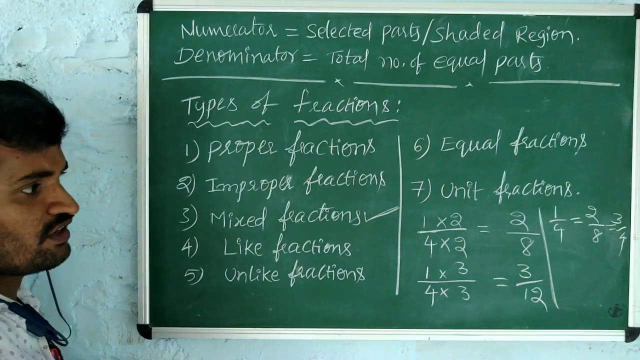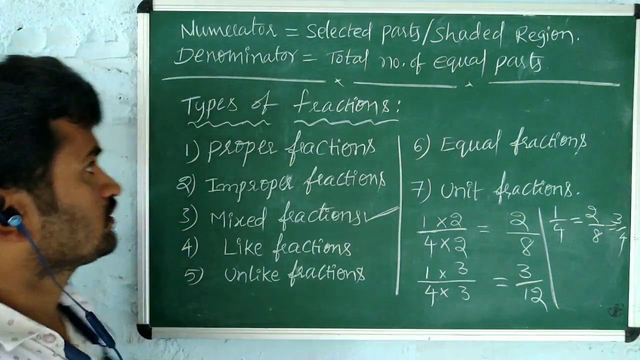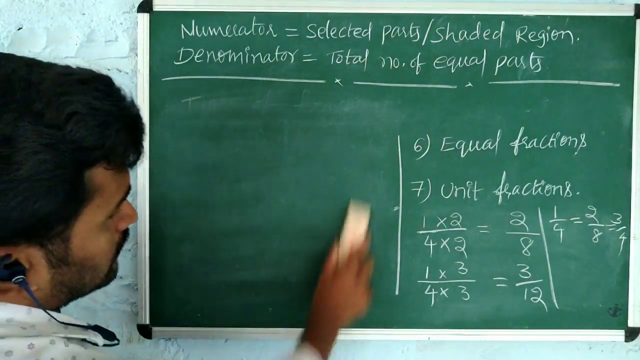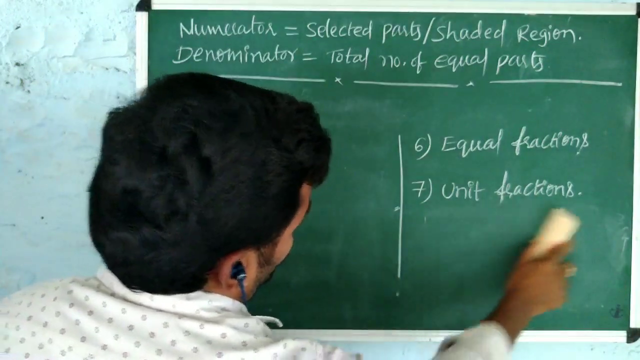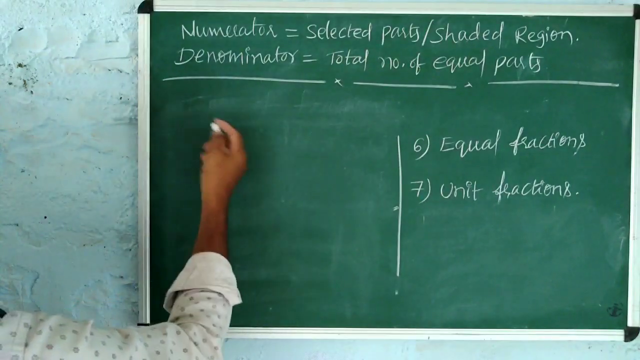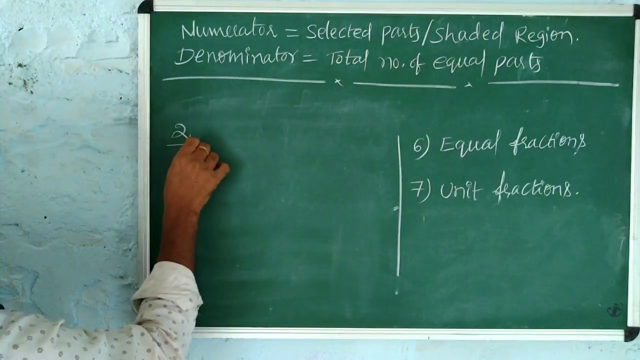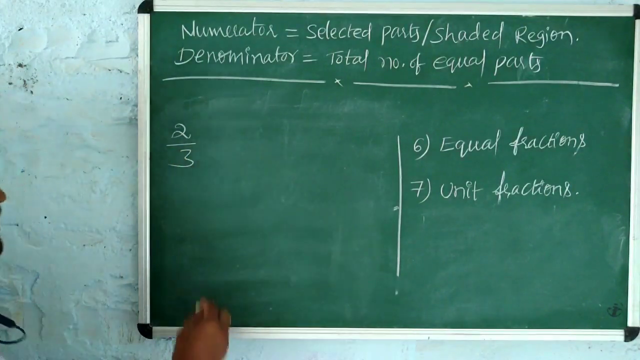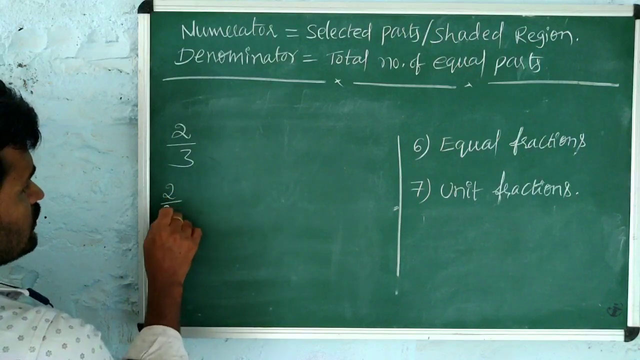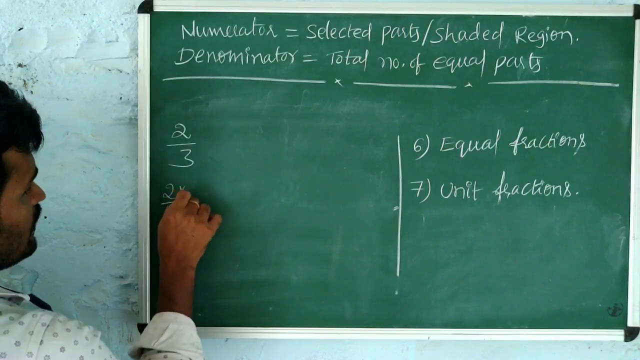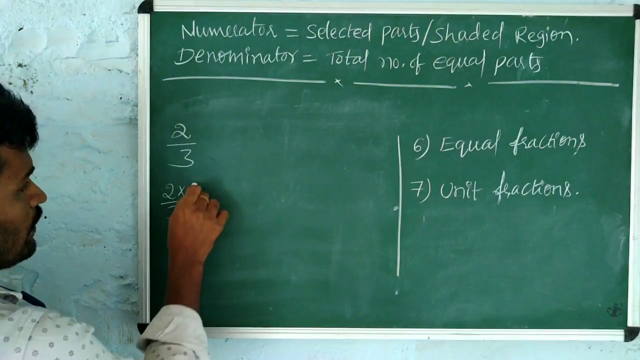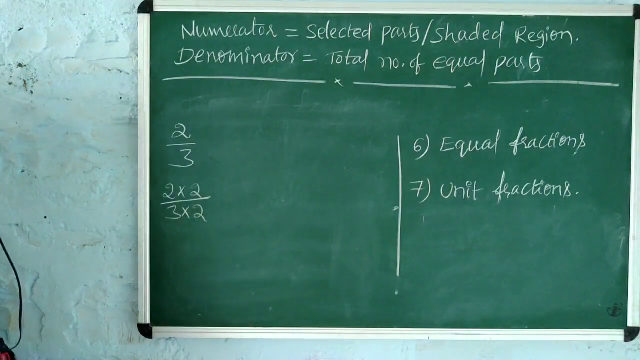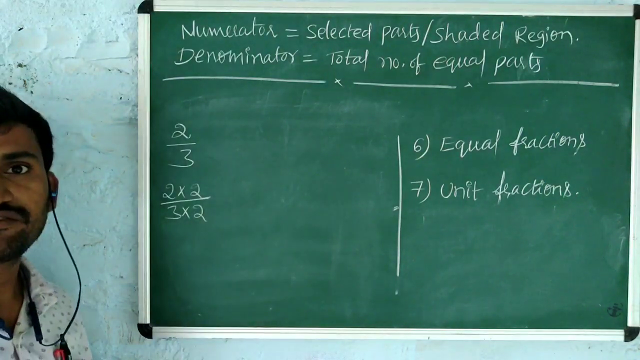I hope you understand very well. Take some more examples for equal fractions. Here I am taking one fraction, 2 by 3. So how can we write equal fractions? By multiplying with the same number in the denominator and in the numerator. If you take 2 here, here also take 2, because in both the numerator and the denominator we have to multiply by the same number. Otherwise that value will be changed.